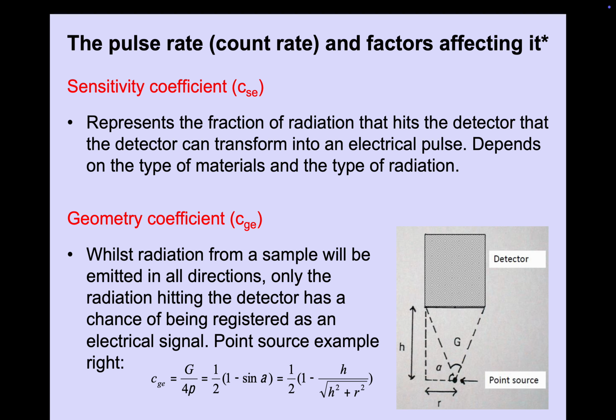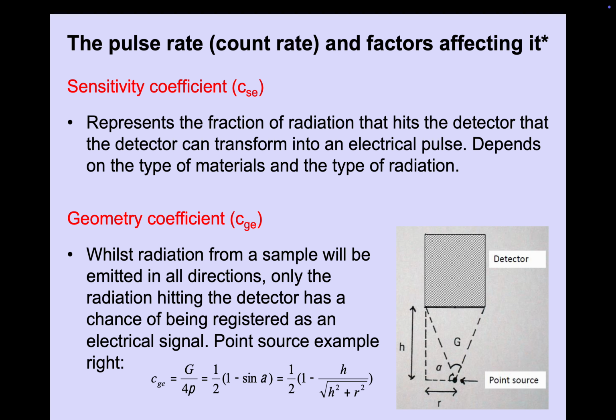Now, when we have a radioactive decay event, we're either going to have particles or rays being emitted randomly in all directions from the sample. But it's only those particles or rays that hit the detector that actually have a chance of being detected and forming an electrical pulse.